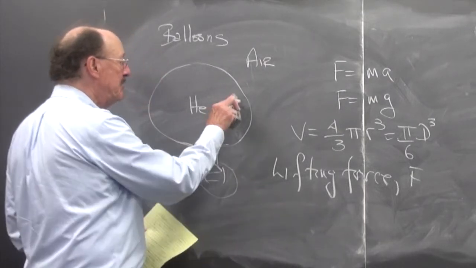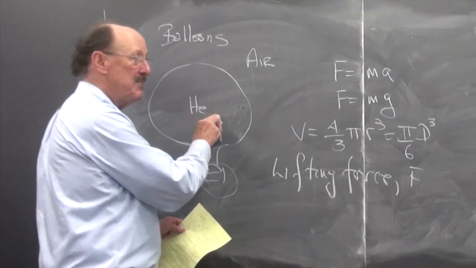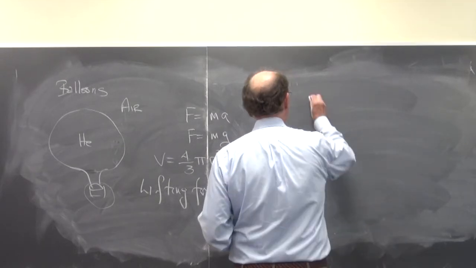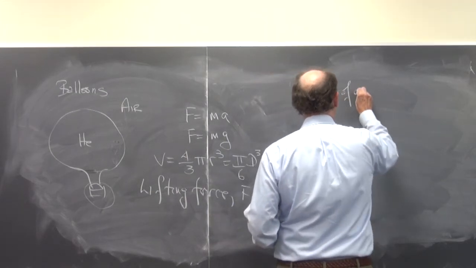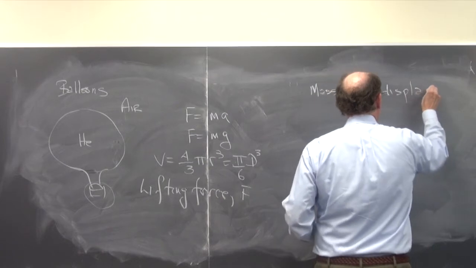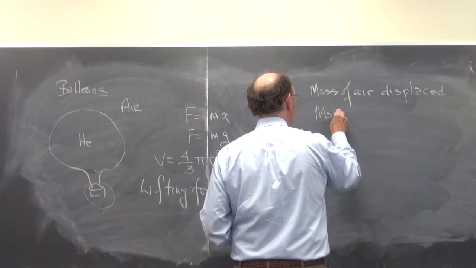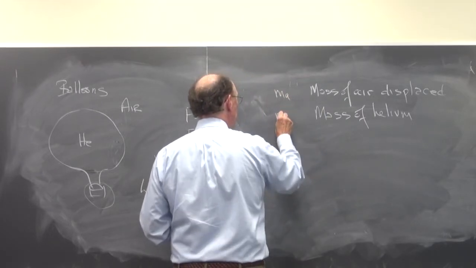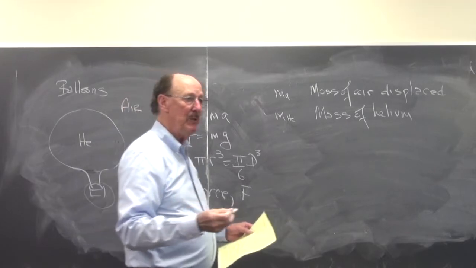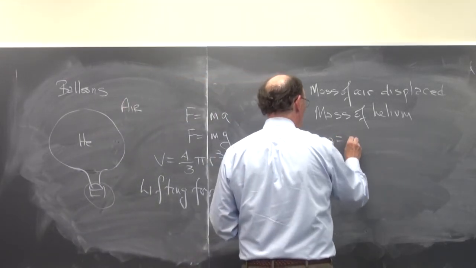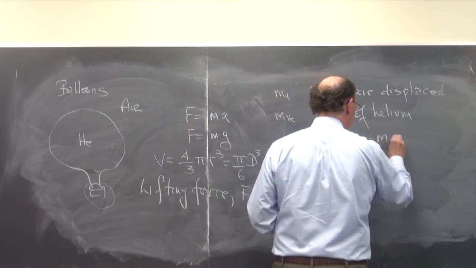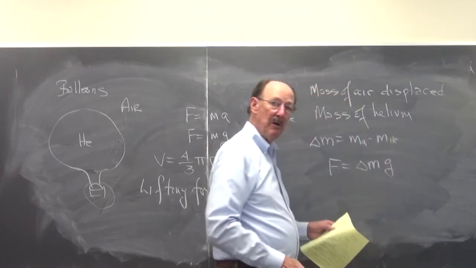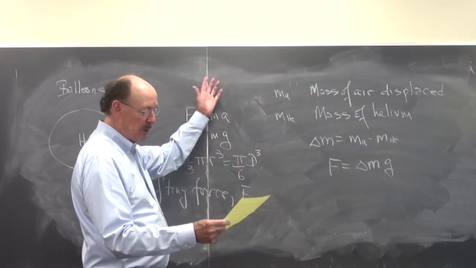So I'm interested in the lifting force, what's making this go up. Basically, it's the difference between the mass of helium in this volume and the mass of air that would be in the volume. So I look at the mass of air displaced, and I look at the mass of helium. If I have m_a and m_He, the difference between these two is delta m. And the lifting force is very simply F is equal to delta m times g. So this is the lifting force that makes the balloon go up.